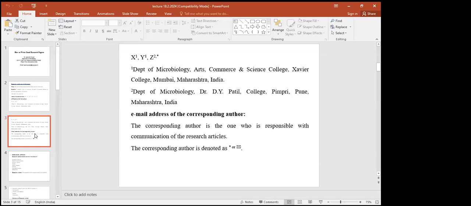Then comes, so you have chosen the corresponding author. Who is the corresponding author? That is also chosen. Then comes the email address of the corresponding author. As I already mentioned, the corresponding author is responsible for the communication of the research articles, and hence you need to give the email address after the affiliation. The corresponding author, if not a star, you can also denote with an envelope, a small envelope, which is shown there. Either of them you can use as the symbol for the corresponding author. That denotes that among this group, this is the person who is the corresponding author, because it should be identified.